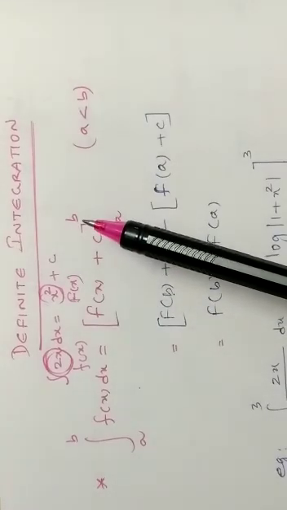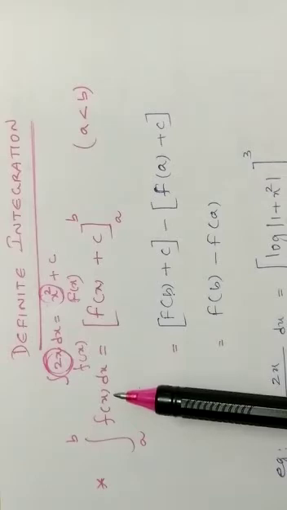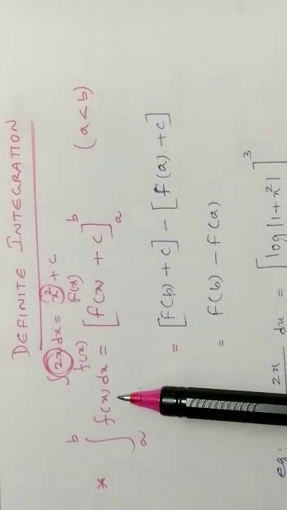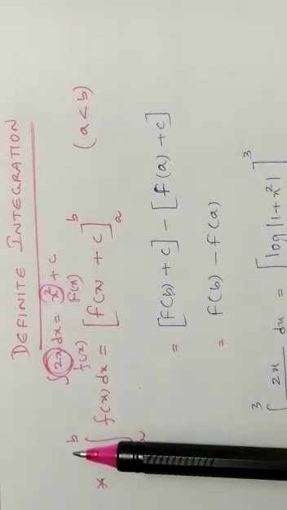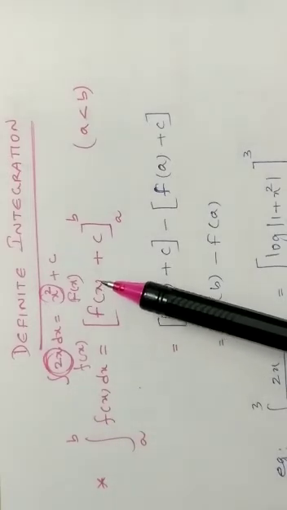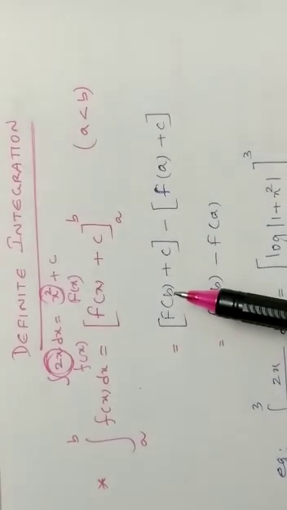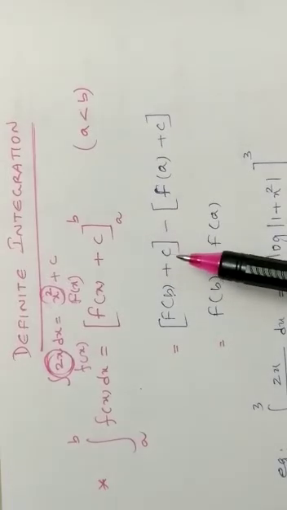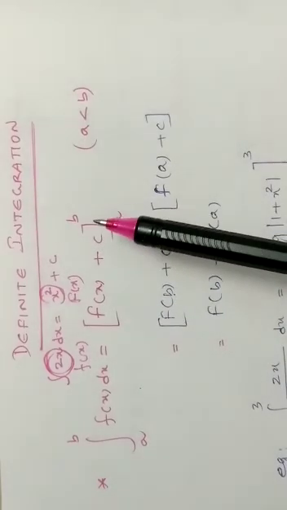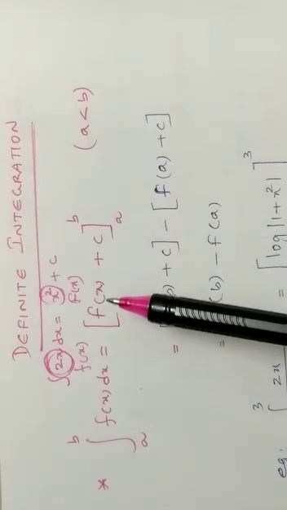First of all, you have to apply the upper limit in the place of x. If the function is in terms of x, these a and b are also related to the same x. In the place of x, you have to replace the upper limit first. So, F of b; here you don't have x to replace, so the same c will remain. F of b plus c, minus upper limit minus lower limit. In the place of x, you have to replace a: F of a plus c.